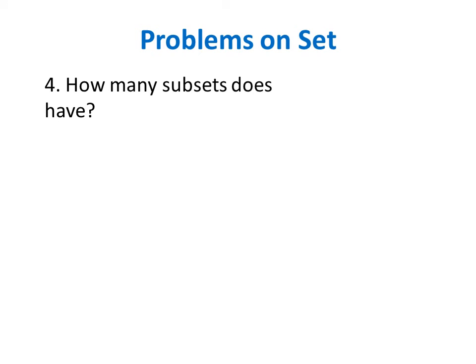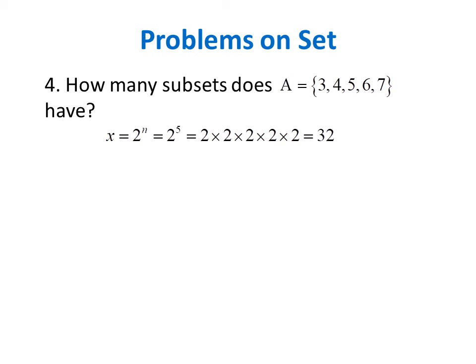Okay, next question. How many subsets does set A with the elements 3, 4, 5, 6, 7 have? The question is the number of subsets. Again, when you have only this word subsets, that means the total number of subsets, or the number of proper subsets plus the number of improper subsets. So the formula for that is 2 to the exponent n.